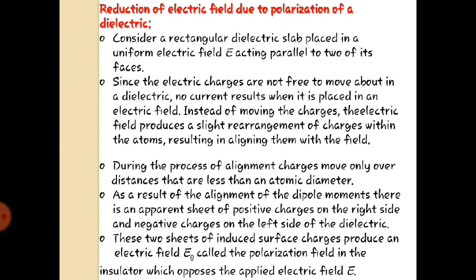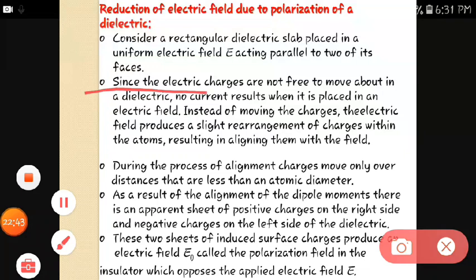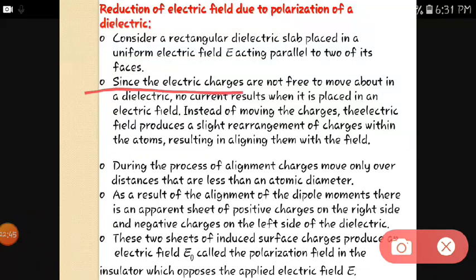Since the electric charges are not free to move, why are they not free to move? We have discussed that a dielectric is nothing but an insulator. In an insulator, bound charges are there, not free charges. So since electric charges are not free to move about in a dielectric, no current will flow. Obviously, if the charges keep moving from one place to another, then only will current flow through it. But as there are no free charges, current will not be there.